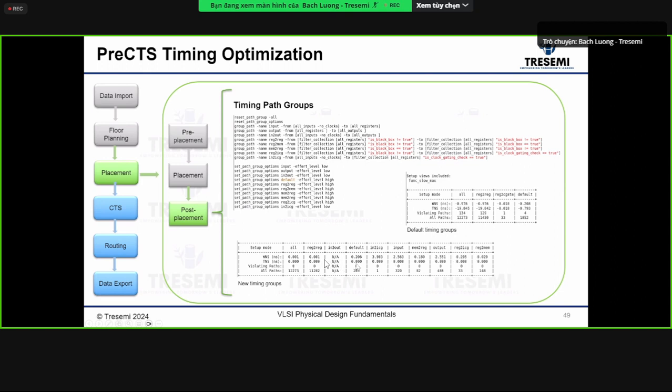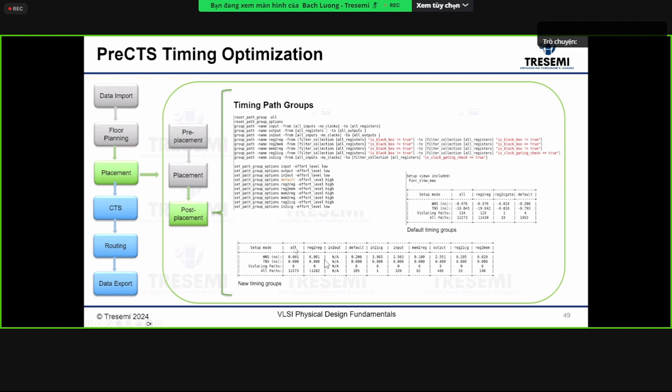So if after placement you see that your issue is going to be in reg to reg, then you can change the effort in the next stage. Put reg to reg on high, and then work on these. If these groups are met, then you can lower the effort on this specific group.